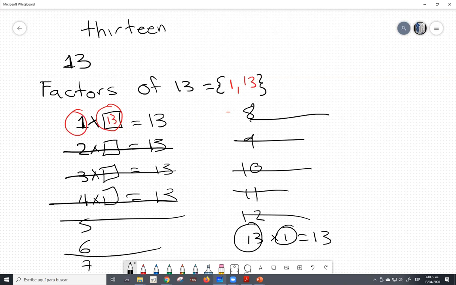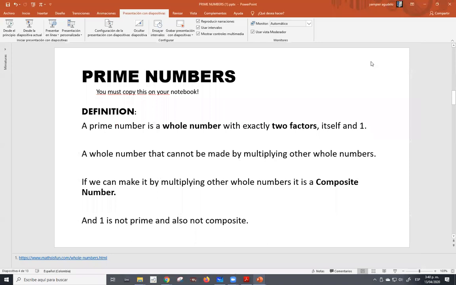The factors, look, the factors of 13 are only 1 and 13. How many factors does 13 have, Sarah? 2. Is it a prime number? Yes, because it only has 2 factors, itself, que es ese mismo, o sea, el 13, y 1. That's it. Thank you, Sarah.